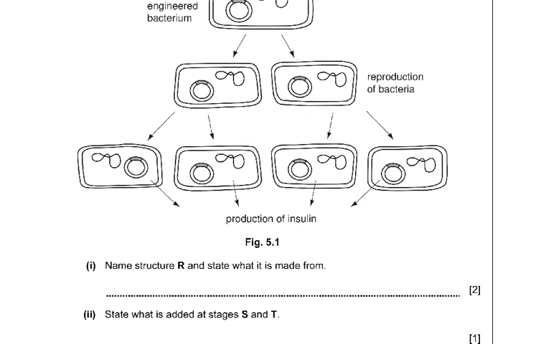Structure R is a plasmid. And what is it made up of? So there are two marks for it, you can see. There are two marks, and it is made up of DNA. So name structure R: plasmid. And what is it made up of? You could have said DNA.